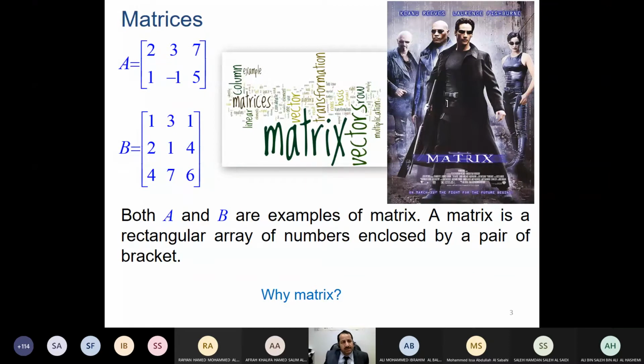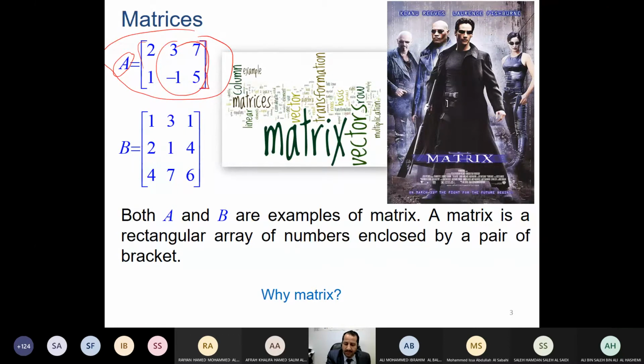Definitely, you saw the movie series, The Matrix. Now, a matrix is simply written in this way. This is the form in which we write a matrix. We give the matrix a name, equal to large brackets, and numbers inside. This is what we see for a matrix.